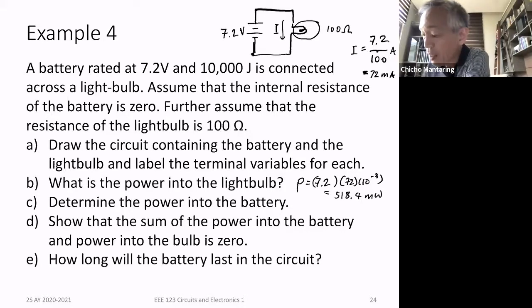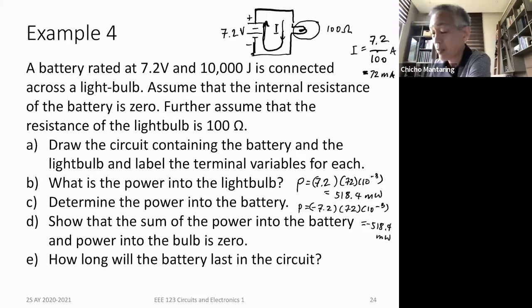Now determine the power into the battery. This is because of the passive sign convention, which we talked about last time. Your current is this way, so your current in the battery is going from the negative to the positive. That is opposite the passive sign convention, which makes sense because a battery is not a passive element. A battery supplies energy. So the power into the battery will be minus 7.2 times 72 times 10 to the minus 3, which is equal to minus 518.4 milliwatts.